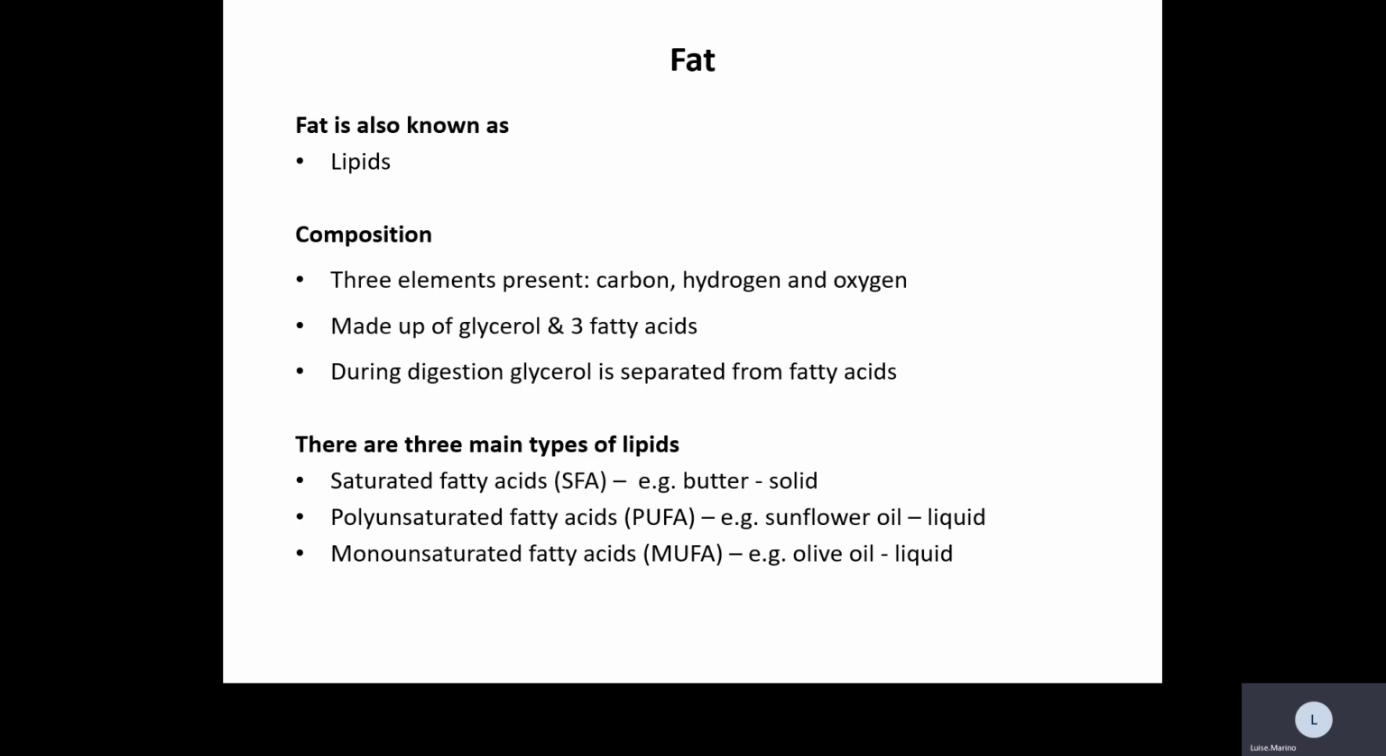So then you've got 3 main types of lipids. You've got saturated fatty acids, so they are butter, as an example, and they are solid at room temperature. Then you've got polyunsaturated fatty acids, such as sunflower oil, and they tend to be liquid. And then you've got your monounsaturated fatty acids, so your MUFAs, which are olive oil, and they also tend to be liquid. Another example of saturated fatty acid would be coconut oil, and that tends to be solid at room temperature. So if you think of when you open up a tin of coconut milk, you'll often have a solid bit at the top, and that is the coconut fat that is solid at room temperature.